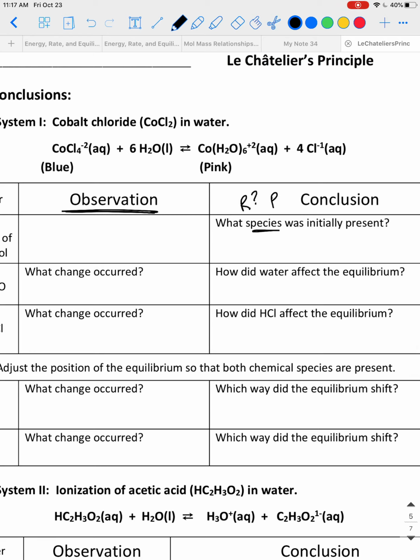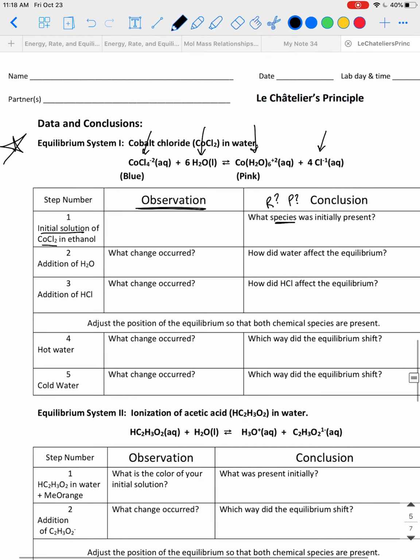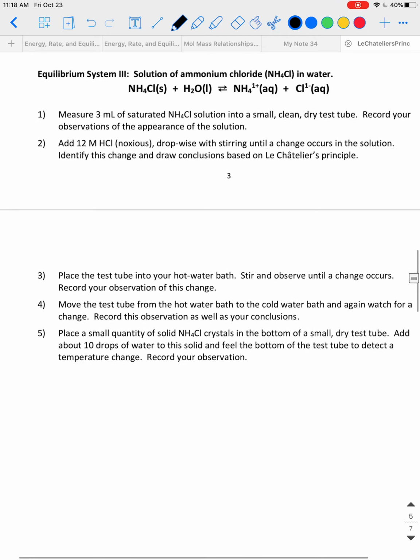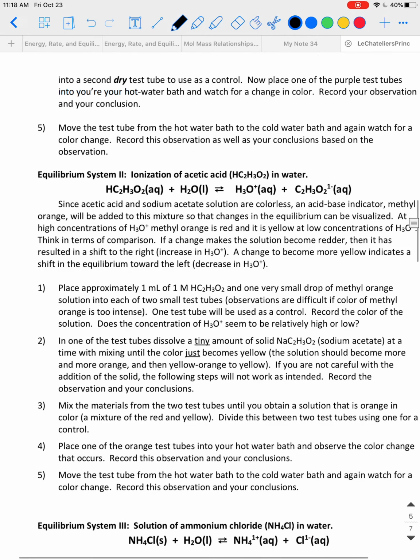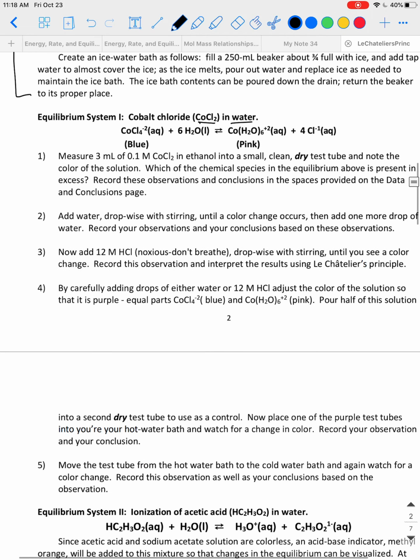People get confused with this word. All it means is what reactant or what product, okay? These things right here, water, this hydrated cobalt species, chlorine, these are all the different species. So it's just asking you to write down what reactant or what product was initially present, okay? So you'll write your colors and you'll write what was initially present. Then, let's go back up. What's the next step?